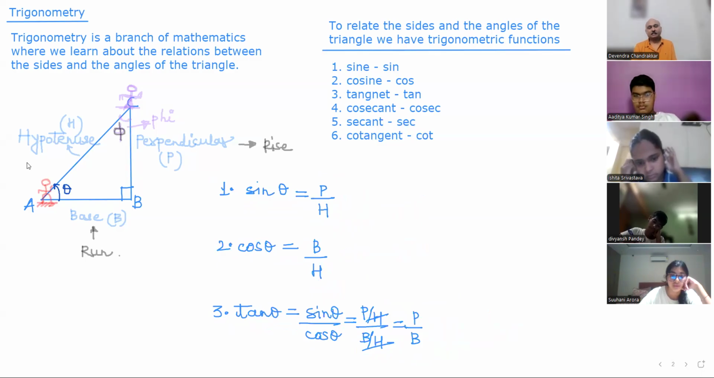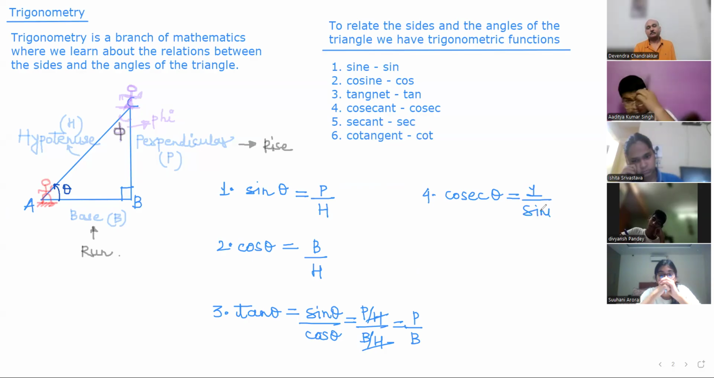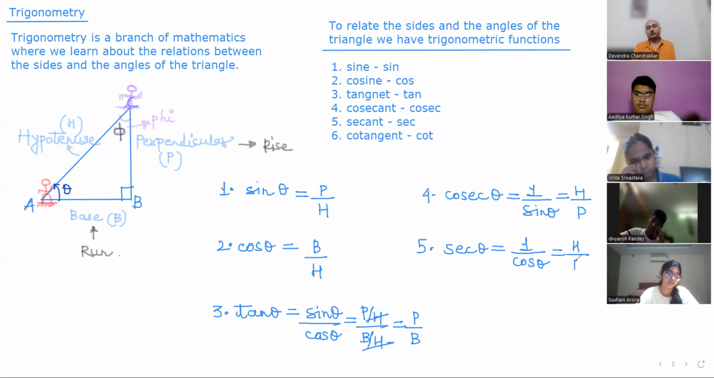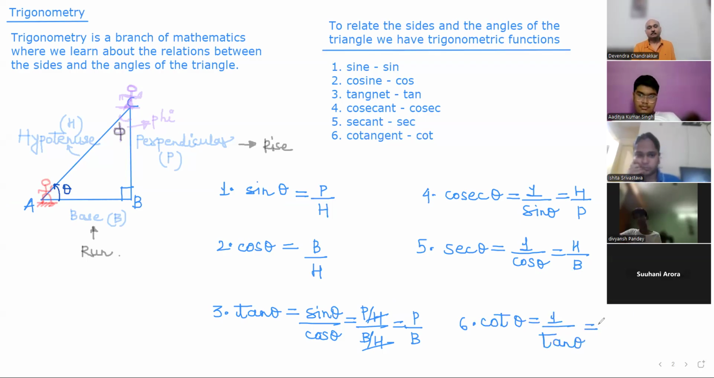Then come the next three. The next three are easier than these. They are simply the inverse of the first functions. Cosec theta is 1 over sine theta. It is h upon p. Fifth one is sec theta. It is 1 upon cos theta. It is h upon b. And the last one is cot theta. It is 1 upon tan theta. It is b upon p.